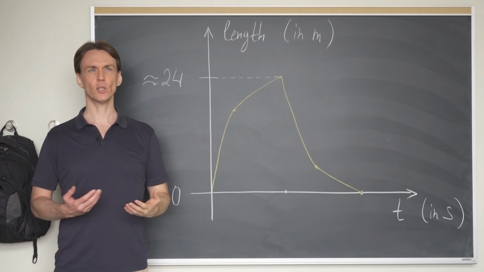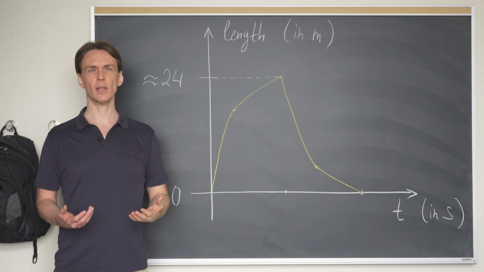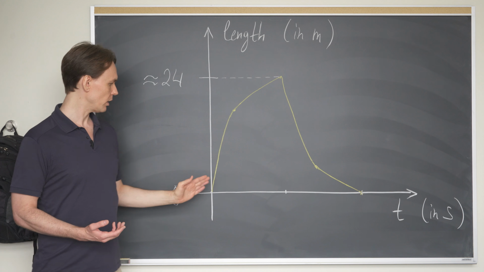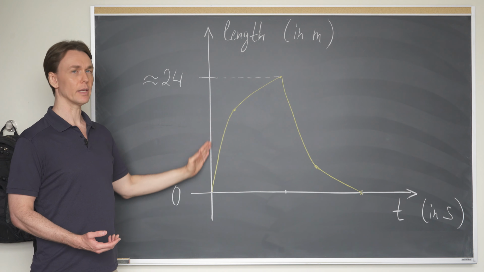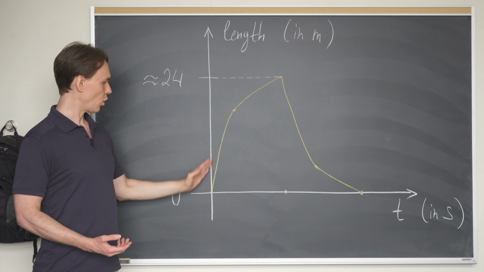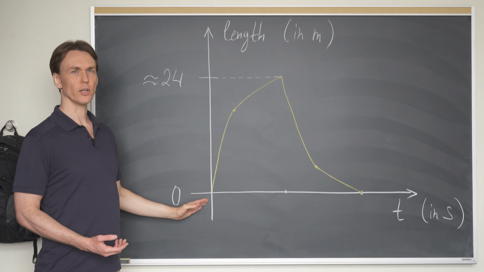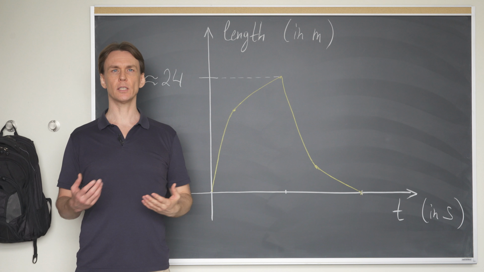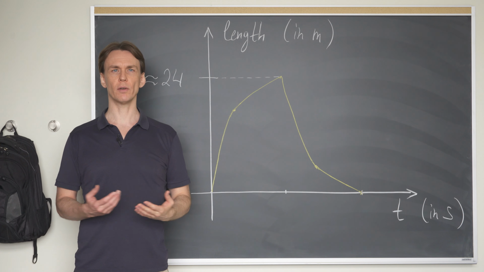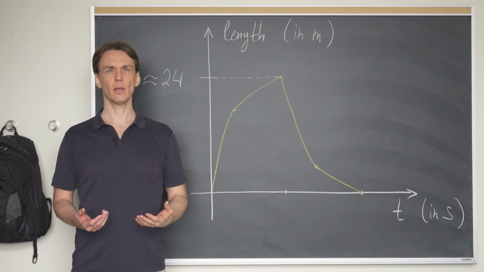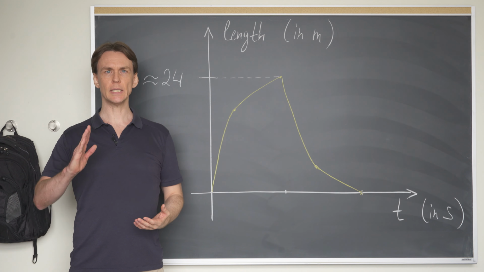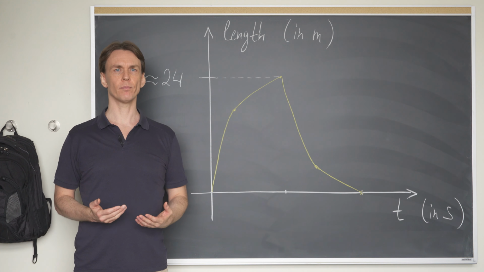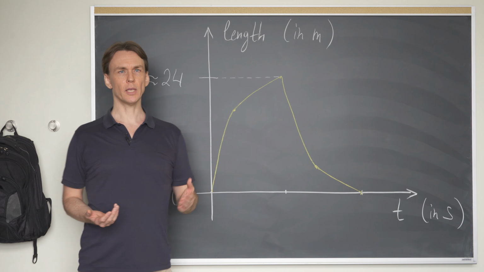When the first player serves the ball, the speed will be relatively high, which we will indicate by a relatively steep slope of this curve at the origin. Now, as the ball travels through the air, it's slowing down slightly because of the resistance of the air. So the slope will be decreasing slightly, and the curve will be concave down.